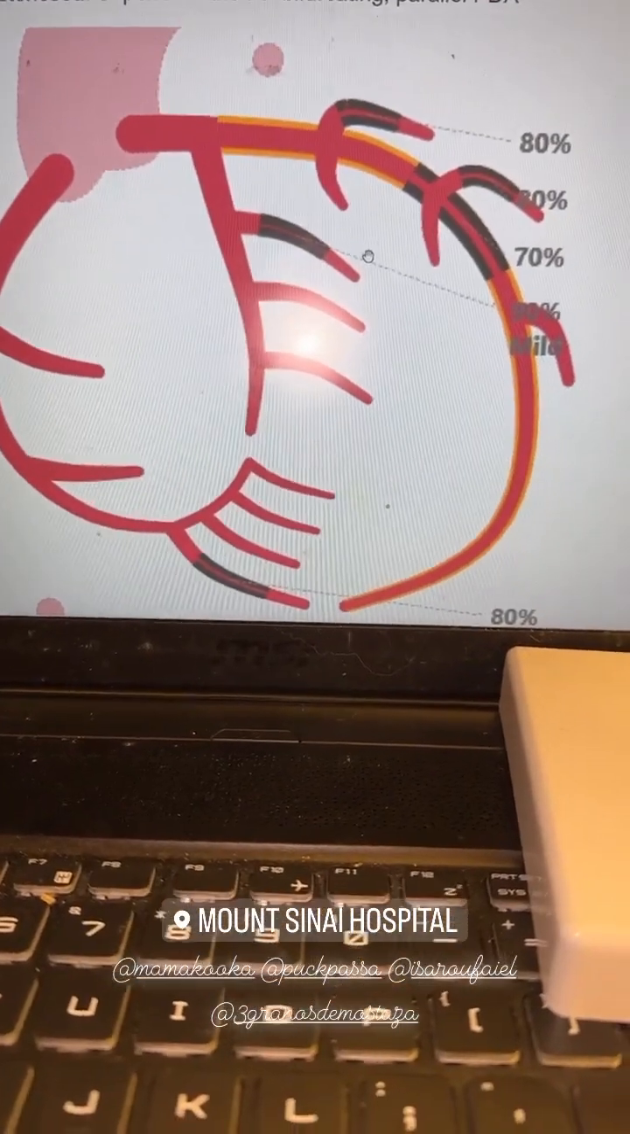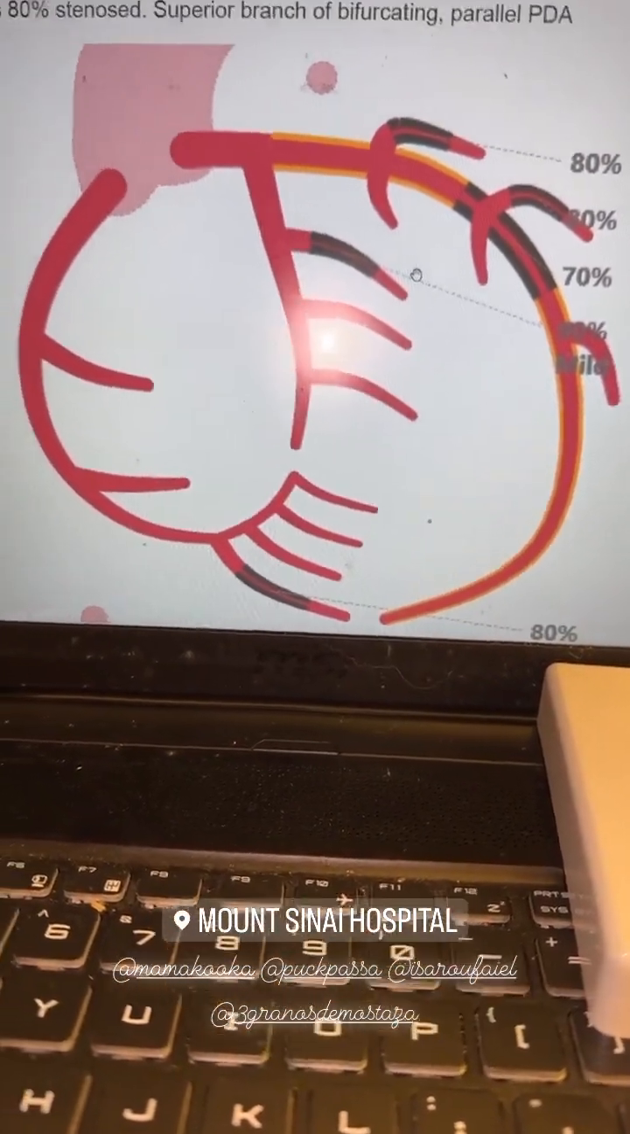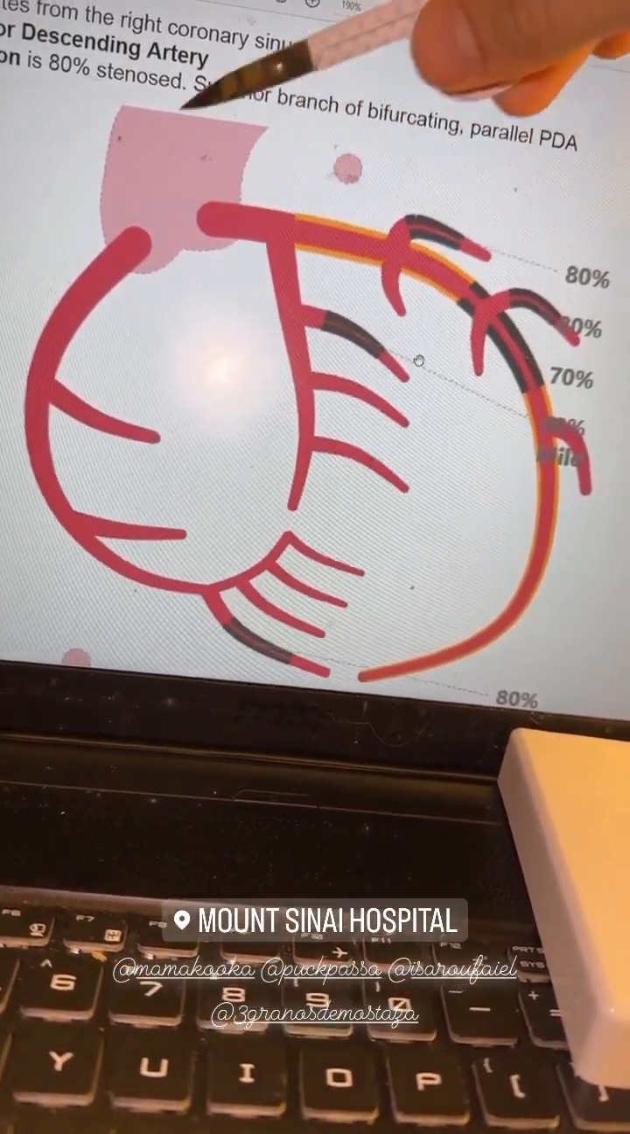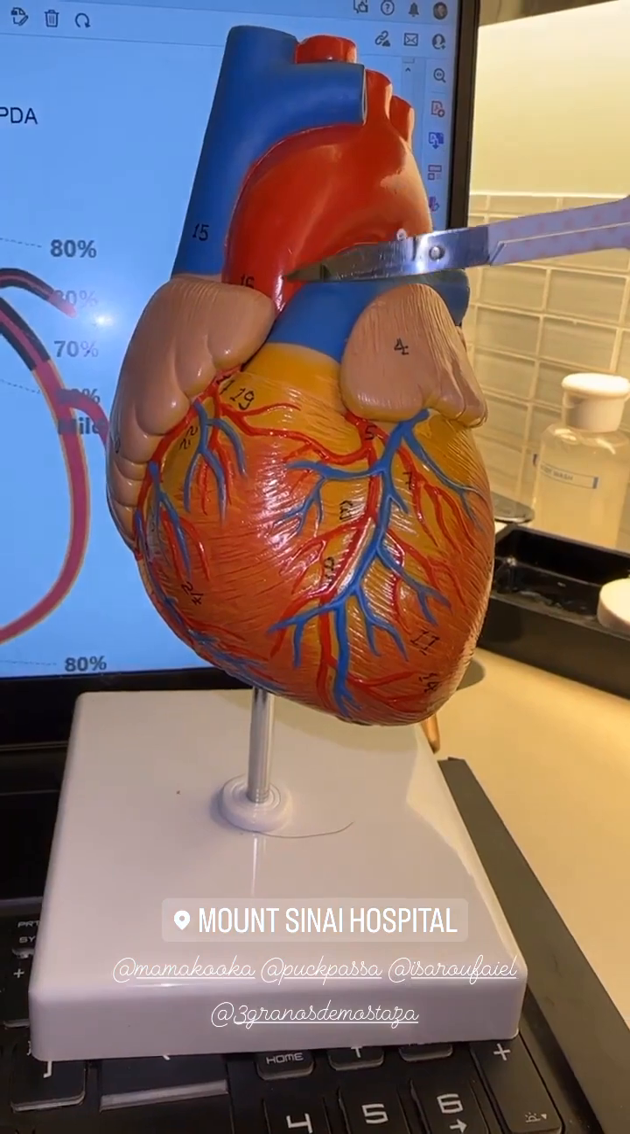If you're interested to know what's going on with my dad, I'll show you right here. So this is his report after he did the angiogram. This is the aorta that's going up right there. You can see here in the model that I got him, this is the aorta right there.